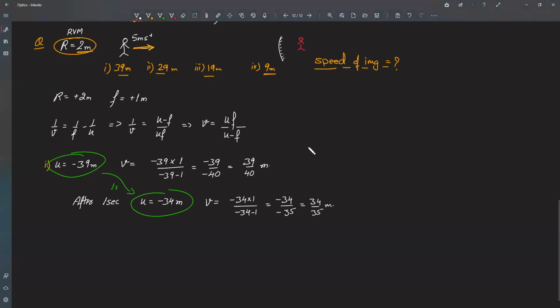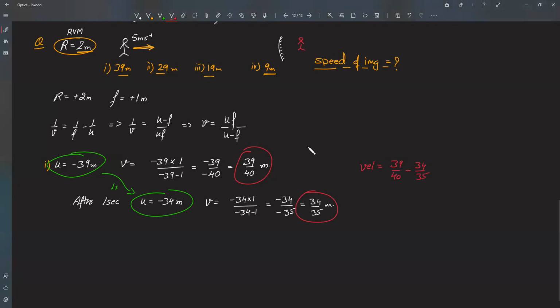Okay, right? So in 1 second, this is the distance the image has traveled from here to here. So that is 39 by 40 minus 34 by 35. That means what is the velocity? Velocity is nothing but final position minus initial position, that is 34 by 35 minus 39 by 40, or the opposite of this.